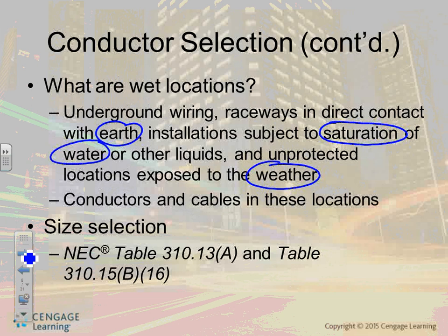Damp basements are damp locations. If it's in contact with the ground, it's wet. But basements are considered damp locations. If you put a cable under the basement from point A to point B, that's a wet location. Direct contact with earth is always a wet location. In the walls of the basement, it's a damp location. I know some basements flood all the time, so.